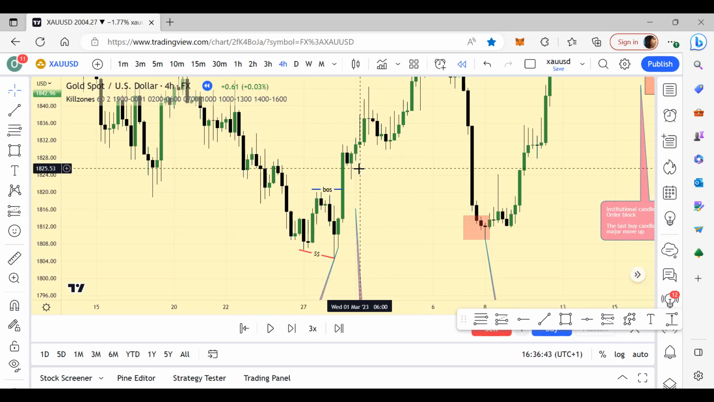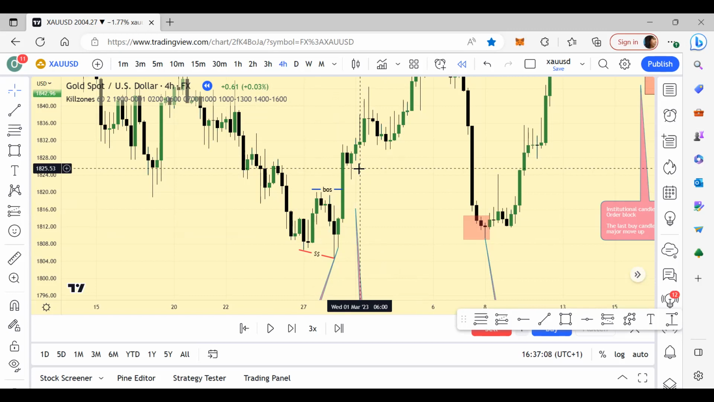Now, there is this thing called mitigation. How do I explain it? Mitigation is like a reversal pattern formed when, say, the price fails to make maybe a higher high or lower low.